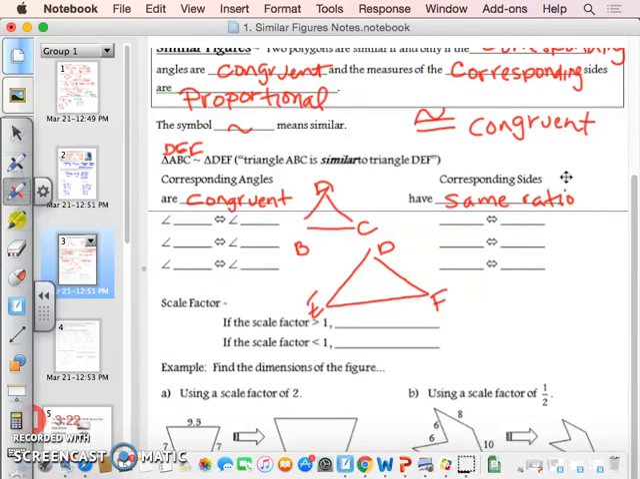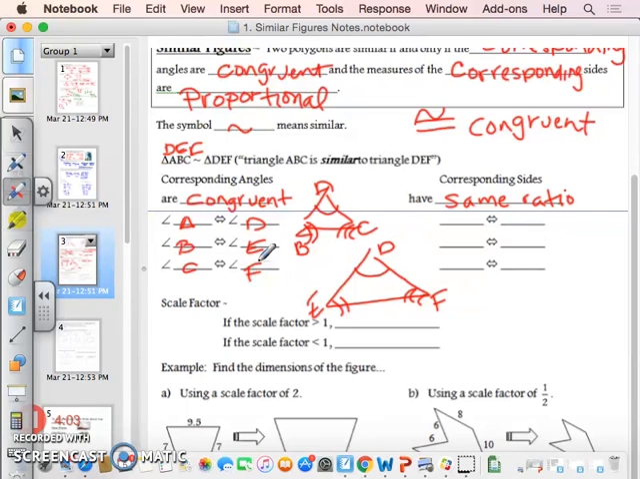All right, so now I'm going to go ahead and talk about my angles. I can say that angle A, right here, is congruent to angle D. And then I can say for certain that angle B is congruent to angle E. And lastly, I can say that angle C, 3 marks here, 1, 2, 3, 1, 2, 3, is congruent to angle F. Because in similar figures, the angles are always going to be congruent.